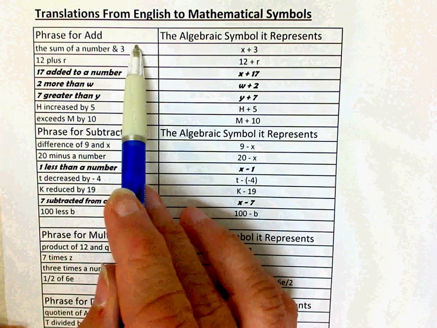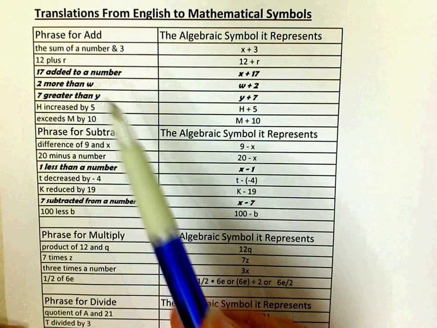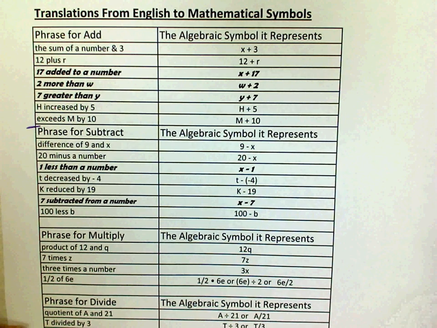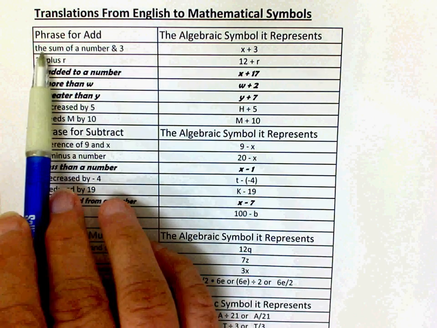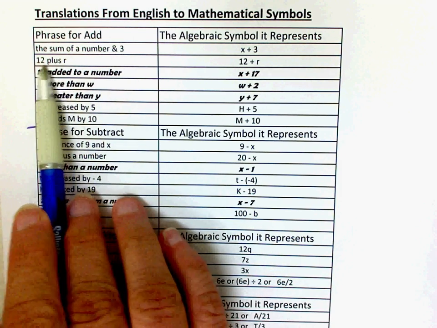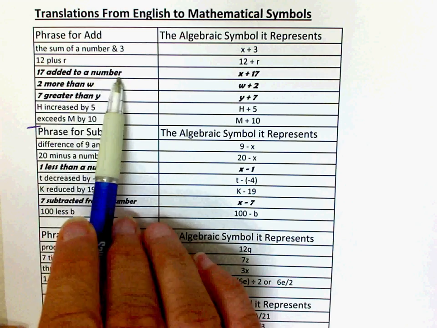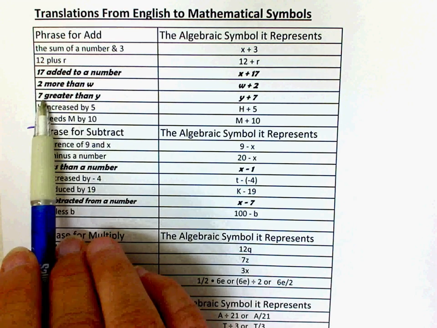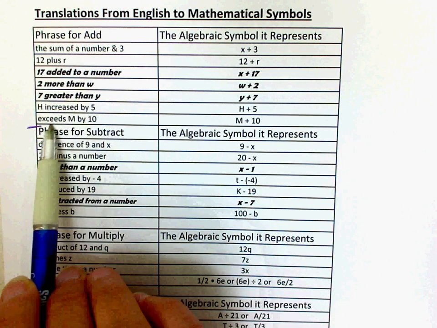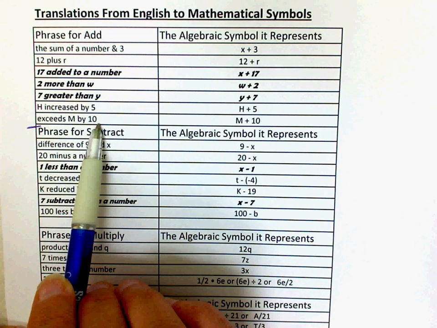Now, all of the terms that mean addition are down to here. I forgot to leave a space there. The sum of a number and 3, r plus 12, 17 added to a number, 2 more than w, 7 greater than y, h increased by 5, exceeds m by 10.